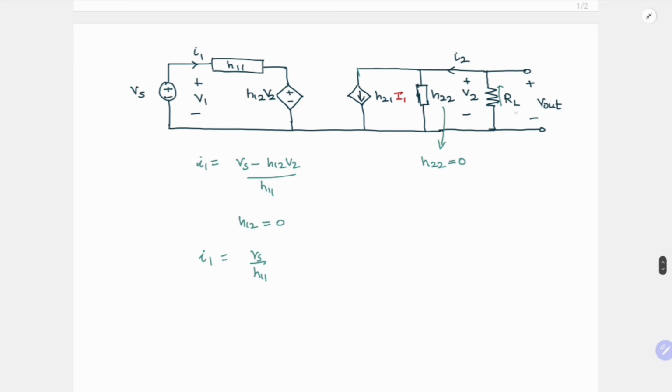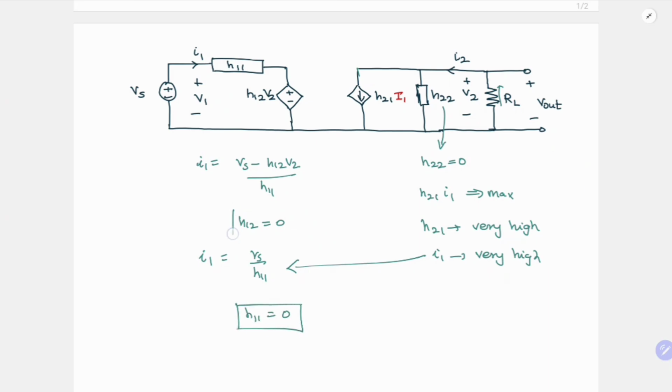And here, if you see, V2, I2 is directly related to H21 I1, so it is proportional to I1. For maximum Vout, we want this to be maximum. So your H21 I1 should be maximum, which means your H21 should be very high and your I1 should also be very high. Relating this, for I1 to be very high, what should your H11 be? Your H11 should be 0.